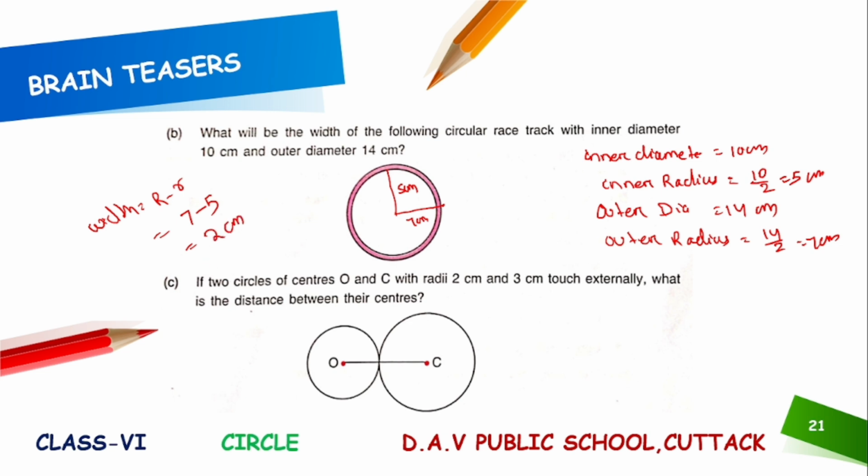Okay. Next, if two circles with centers O and C have radii 2, the small one has radius 2 and the bigger one is 3. So externally, what is the distance between the centers? Simply 2 plus 3, that is 5 centimeter. Means OC equal to 2 plus 3, that is 5 centimeter.